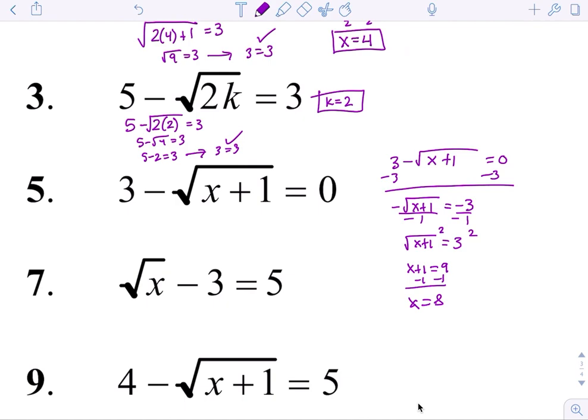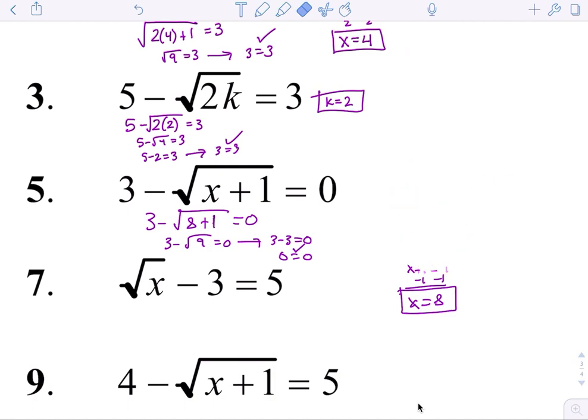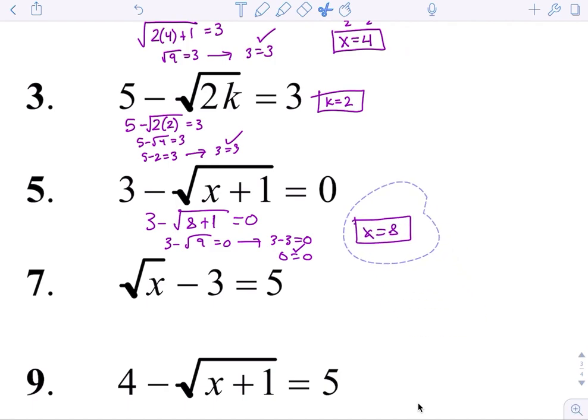Gotta plug that in to see if we got a correct answer. So 3 minus square root. Now we gotta check for 8, right? You guys could also mental math this too. 3 minus square root of 9 is equal to 0, but that's simply 3 minus 3. And 3 minus 3 is 0. So 0 is equal to 0, so x is equal to 8 is an answer. Okay. Good stuff, good stuff.